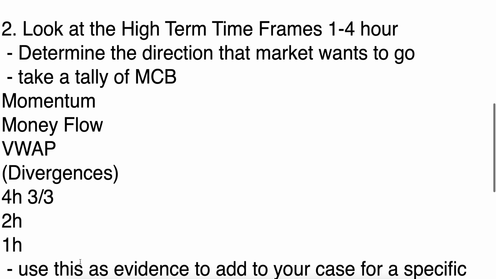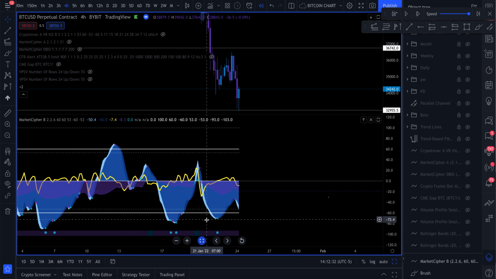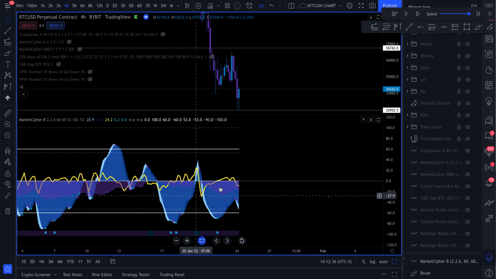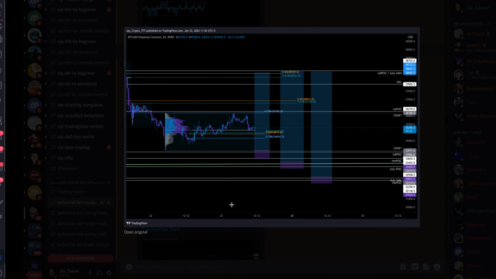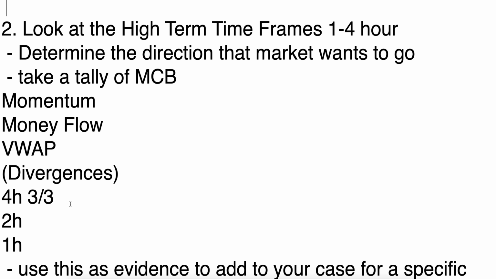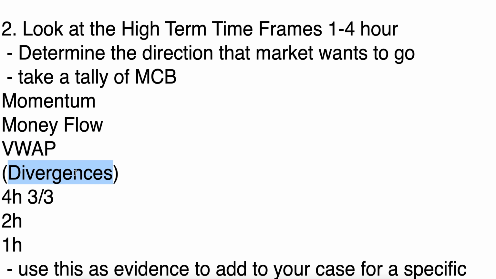Now on the 4-hour time frame, we clearly have bullish divergence in the momentum waves, bullish divergence in the money flow, bullish divergence in the VWAP. So this is super bullish. Technically there's four things. We're really just looking for these three things potentially, but because we have the divergences, we could say 4 out of 4 things are bullish.